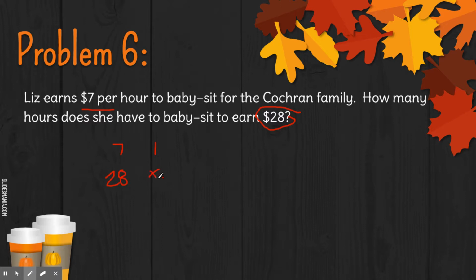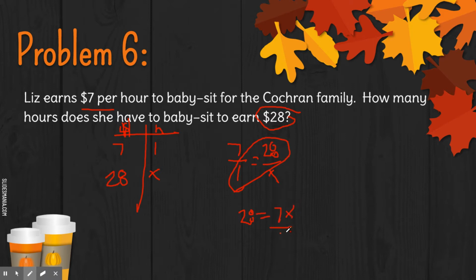Okay, so there's our ratio table so far. This is money. This is hours. So again, I can set it up as 7 over 1 equals 28 over x, and I can cross multiply to solve it, and that gives me 28 equals 7x, and if I divide by 7 on each side, it gives me x equals 4.